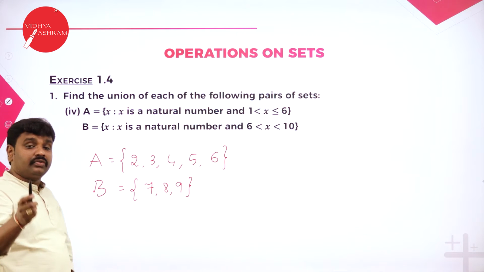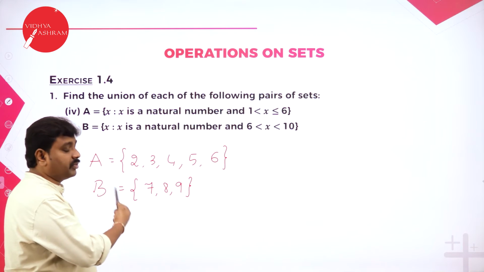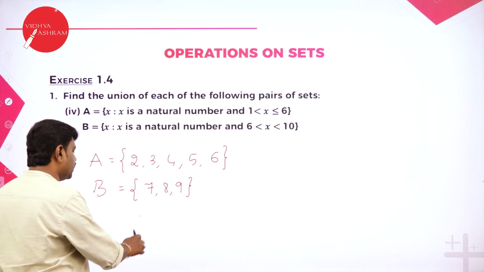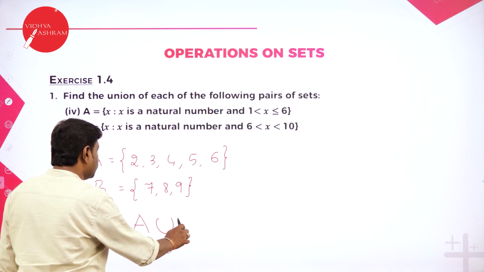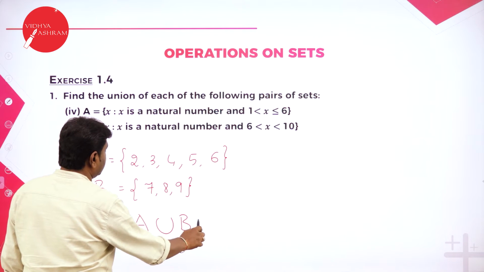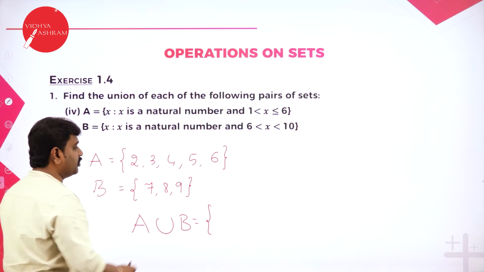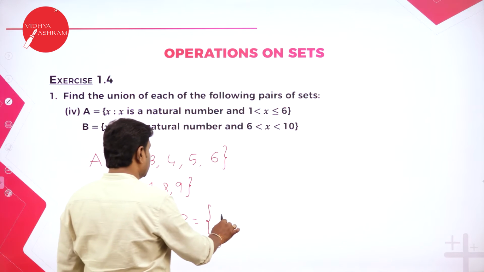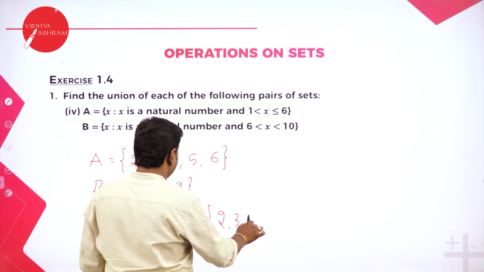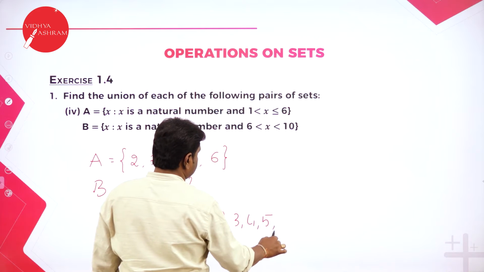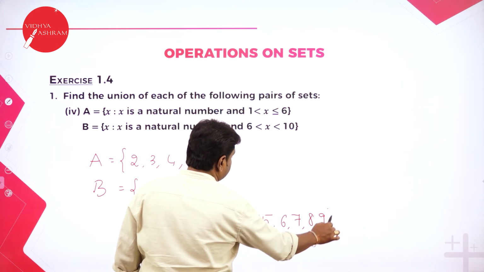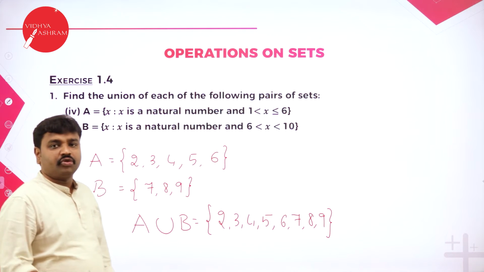So you know forms of sets, different forms of representing a set. So now I wrote set A, set B. Can't you find A union B? What is A union B? A union B is combine A and B without repeating. 2, 3, 4, 5, 6, 7, 8, 9. That's it. This is the union. I hope all of you got this.